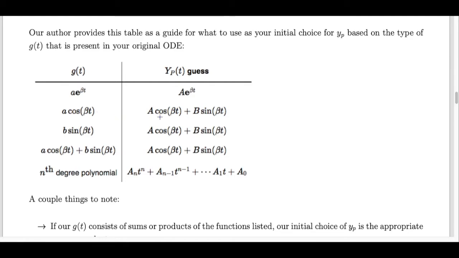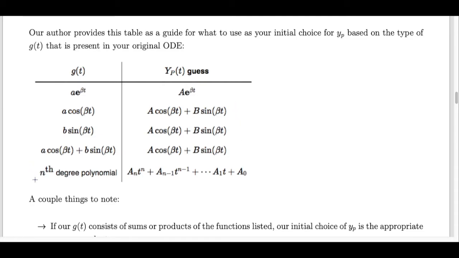I'll nevertheless need to include both the cosine term and the sine term. Additionally, if both cosine and sine are in my g of t, then my y sub p will be both cosine and sine with the appropriate undetermined coefficients. So the purpose of these three lines is just to reiterate, if any of sine or cosine show up in your g of t, then the corresponding y sub p terms need to include both sine and cosine.